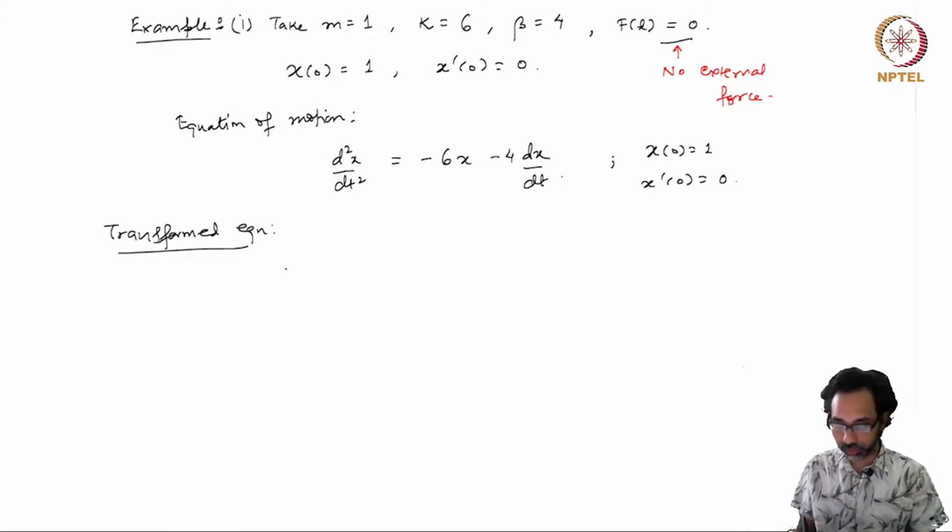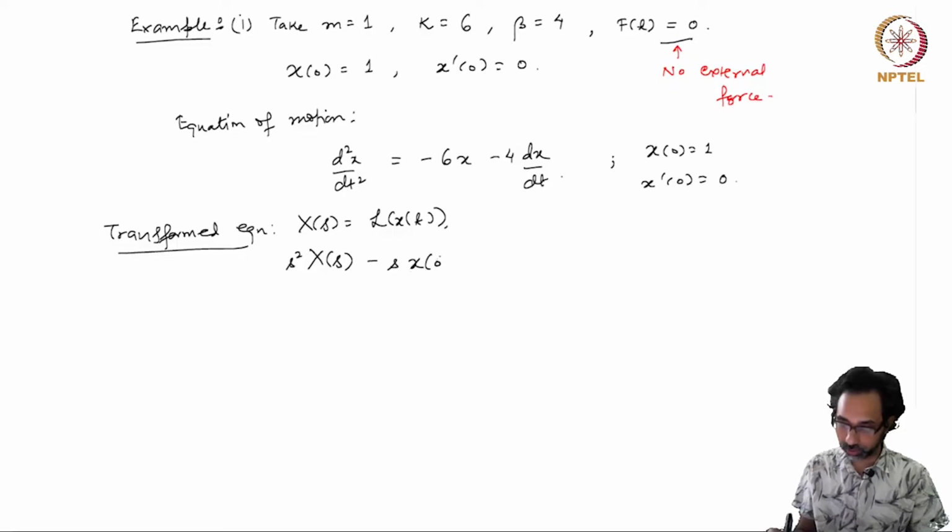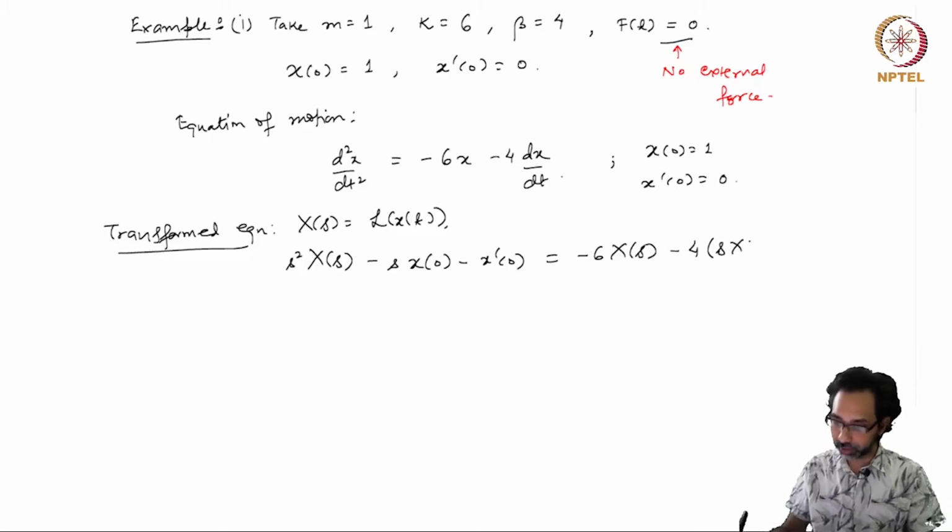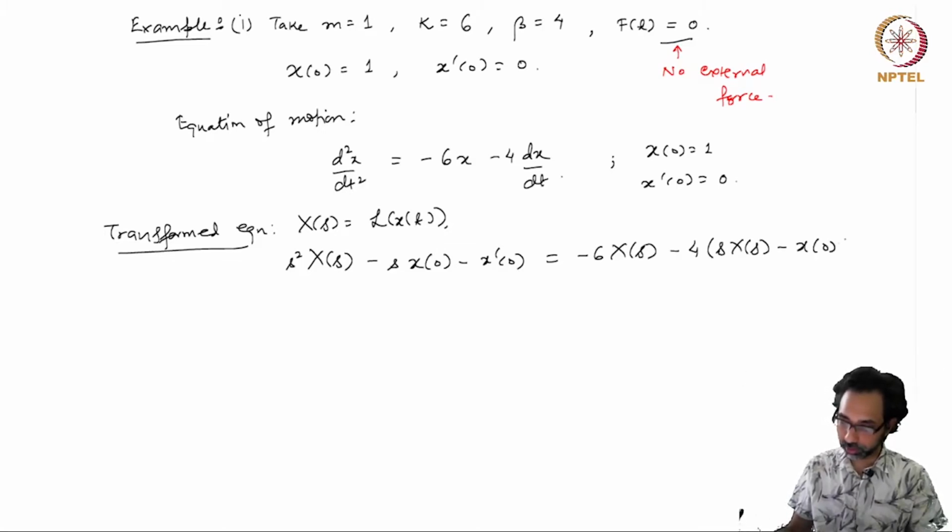So this gives you s squared. Again, take X(s) to be the Laplace transform of x(t). Then s squared X(s) minus s x(0) minus x'(0) is equal to minus 6X(s) minus 4 (s X(s) minus x(0)). So this is the Laplace transform of d2x by dt2.